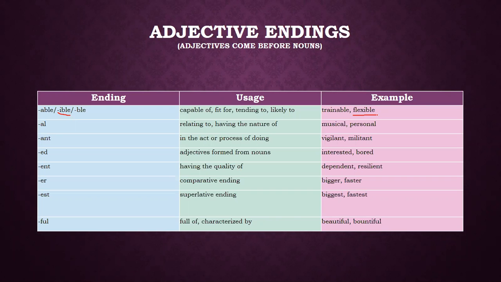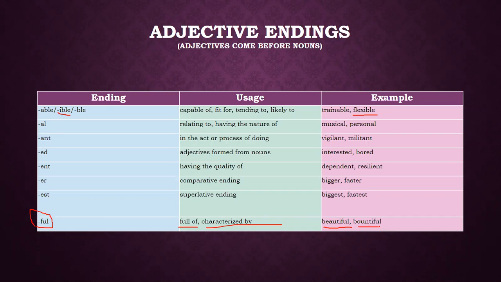The flexible dancer was amazing last night, right? So now we changed it into an adjective. So now you get more of the idea of how things are changing. We have this last one, which is ful. And this is exactly what it says right there. It's full of, or it's characterized by, right? So we have beautiful, something that's full of beauty.